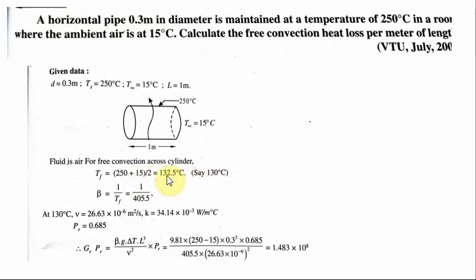Now the film temperature is 250 plus 15 by 2, so it is nearly 130 degrees Celsius. So beta is equal to 1 by TF, so this is the value 132.5 plus 273. And we can calculate the required properties from data table. Finally calculate GrPr, so it is coming 1.4 into 10 raised to 8.